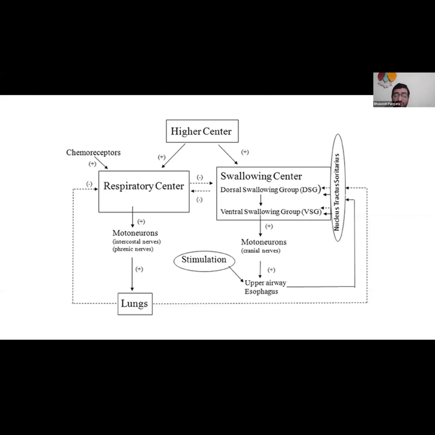Other than that, timing is also very important for the swallowing reflex. Usually, swallowing happens in the expiratory phase of the respiration, but due to some pathology, it can be deranged and it can further lead to aspiration.